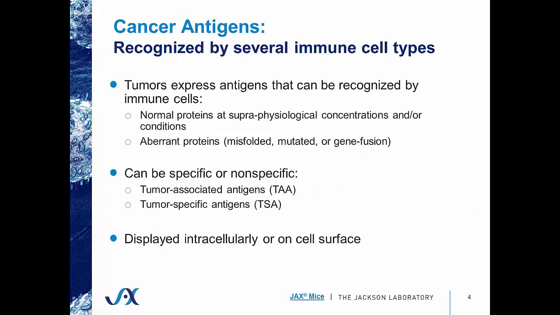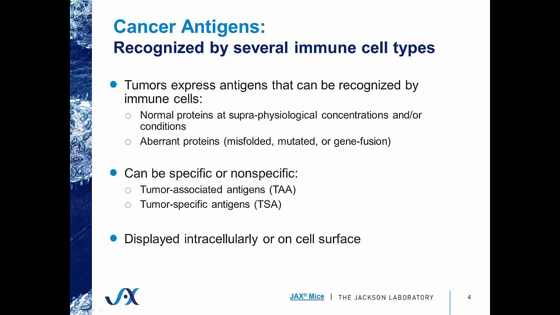As we are all probably aware, cancer is the process by which a cell loses its ability to regulate its growth and begins to proliferate in an uncontrolled fashion, potentially invading other organs or spreading throughout the body. Immune cells have the ability to recognize and attack tumor cells through antigens, or protein products that are expressed abnormally by tumors. Tumor cell antigens can be either from normal proteins that are expressed at supraphysiological concentrations and/or conditions, or they can be aberrant proteins that are either misfolded, mutated, or gene fusion products that have gained a novel function.